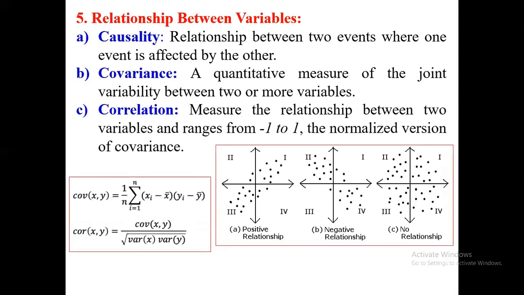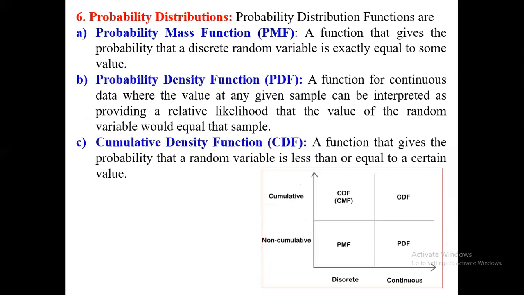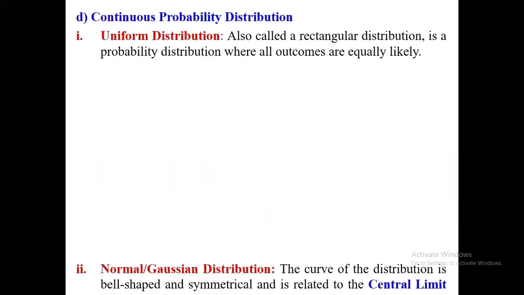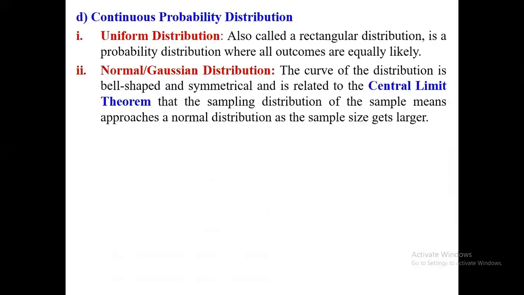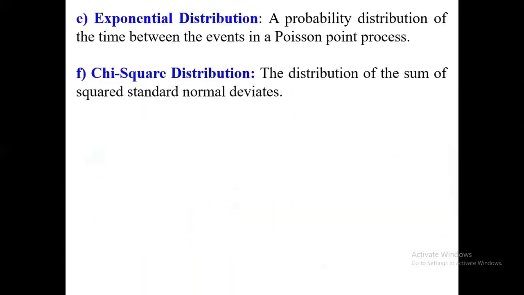Relationship between variables like causality, covariance, correlation. So that is called a relationship between variables. And the probability distribution, we are using three methods like PMF, PDF, CDF. Probability mass function, probability density function, cumulative density function, etc. Then a continuous probability distribution, we are using uniform distribution, normal Gaussian distribution, and Poisson distribution. Okay, exponential distribution, chi-square distribution.